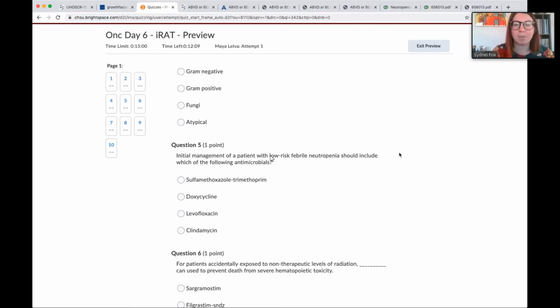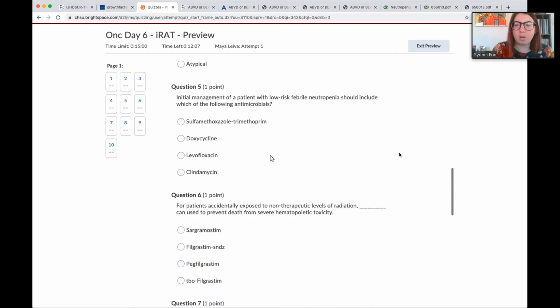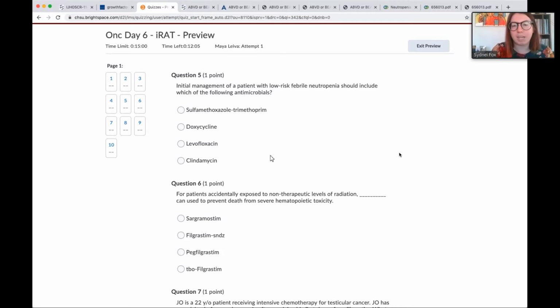And last but not least for me, for patients who had low risk febrile neutropenia, which of the following antimicrobials would be the most appropriate? Levofloxacin. So of the class, what are the appropriate quinolones? Cipro and Levo. Correct. No moxifloxacin, no gatifloxacin, no gemifloxacin, delafloxacin, just Cipro and Levo have been studied. So those are the only appropriate ones.